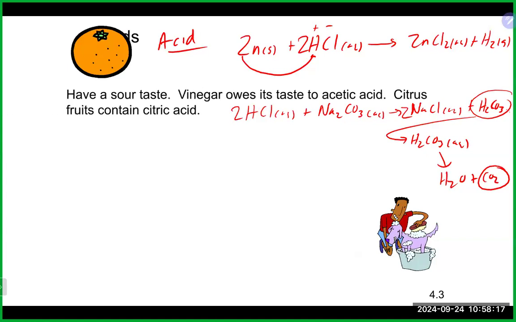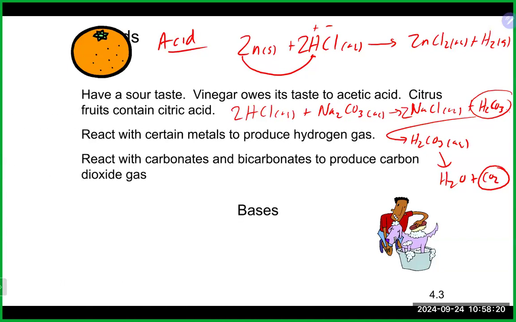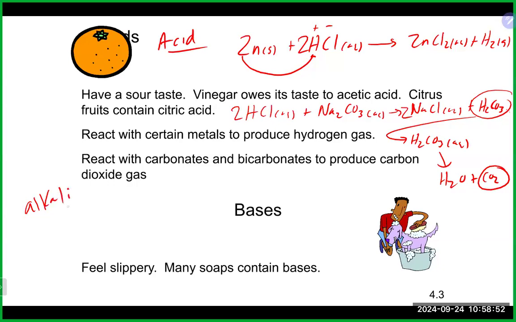All right, so back to that. Bases, on the other hand, are things that do feel very slippery. Many soaps contain bases. Things like Drano and that type of stuff, those are all bases. You can go to Home Depot and buy straight sodium hydroxide to clear your drains. It comes with a lot of warnings. A lot of bases contain hydroxide in them. A lot of strong bases come from group 1 and group 2 on the periodic table. Group 1 and group 2, that's the alkali metals.